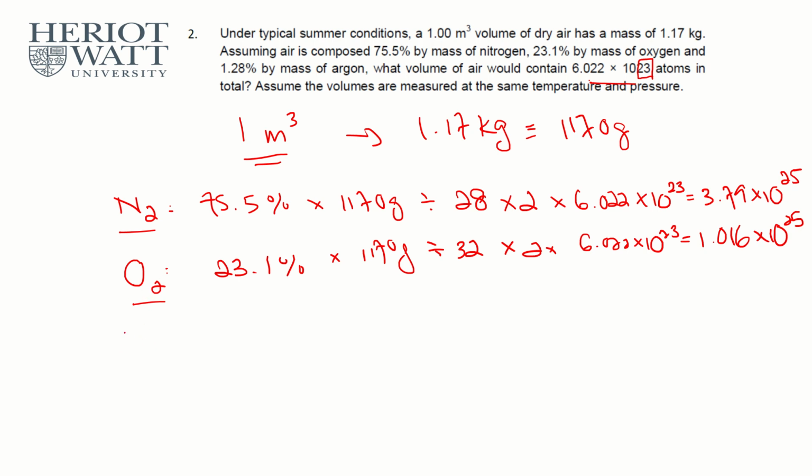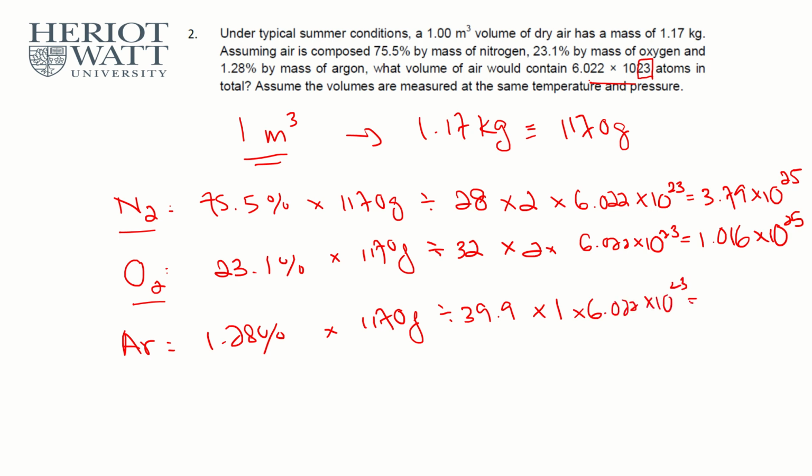So argon is just a monoatomic gas, just one atom. So I'm using 1.28% multiplied with 1170. I got the mass. Divided by 39.9, which is the molar mass, times 1 because monoatomic, and then times 6.022 times 10 to the power 33 equals 2.26 times 10 to the power of 23.